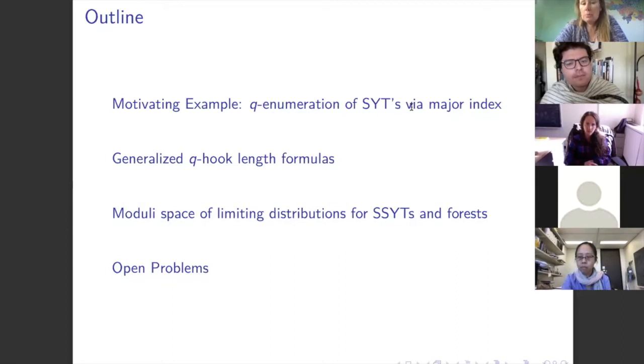And that's the moduli space of limiting distributions for 2 special cases of Q-hook length formulas beyond what is known for standard Young tableaux. That's for semistandard Young tableaux and for forests. Those were the next more challenging cases. And then there are some open problems along the way. There's definitely room for people to get involved, so I'll point those out.